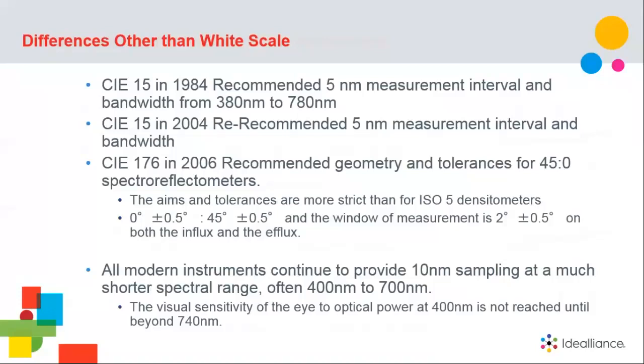So all modern instruments currently tend to provide 10 nanometer sampling at a much shorter range, often 400 to 700. People will tell you, oh, that's the range of vision. Well, it's not. Visual sensitivity of the eye to optical power at 400 nanometers is not reached until beyond 740 nanometers. So you're a lot more sensitive to long wavelengths than you are to short wavelengths. So stopping at 700 is just silly. All of those magentas and maroons, they're all still reflecting light beyond 700. And you're seeing it, but you're not accounting for it.